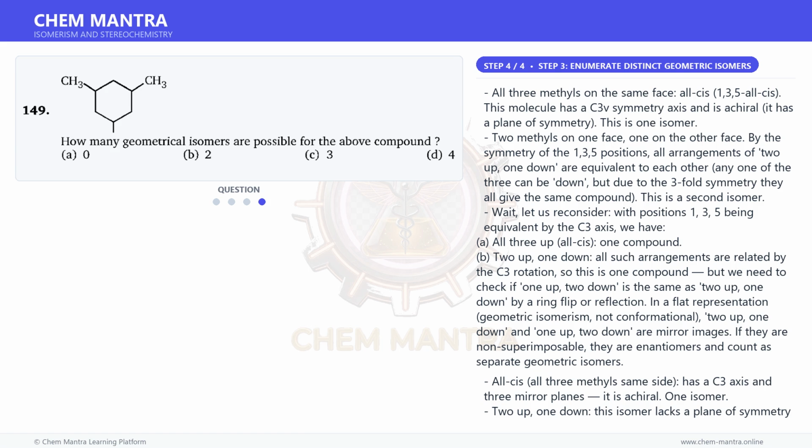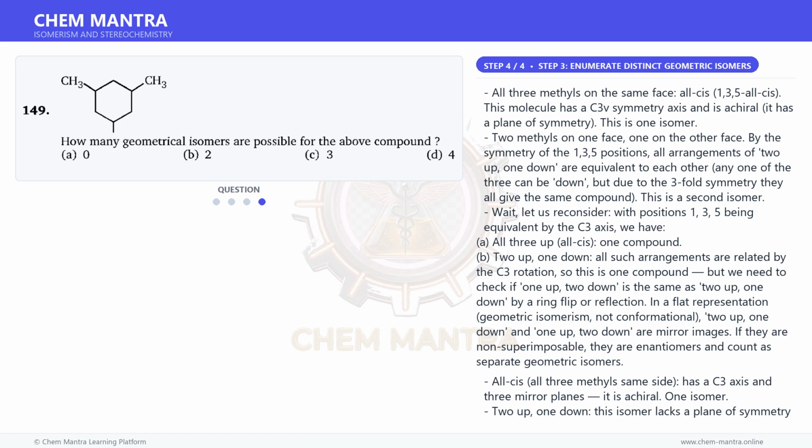Total geometric isomers is equal to 1, all cis, achiral, plus 2, the chiral pair, 2 up 1 down and 1 up 2 down, which is equal to 3 geometric isomers. Why other options fail? A. 0, incorrect, there are clearly different spatial arrangements possible. B. 2, incorrect, this would miss counting the enantiomeric chiral pair as 2 separate isomers.